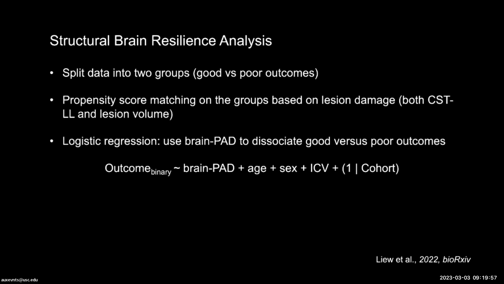To do this, we split the data into two groups: people with good outcomes versus poor outcomes. We used propensity score matching, so we matched the groups based on lesion damage. They had equal amounts of lesion damage, both CST lesion load and lesion volume. And then we used logistic regression to see if BrainPad could predict people in the good outcomes group versus the poor outcomes group.